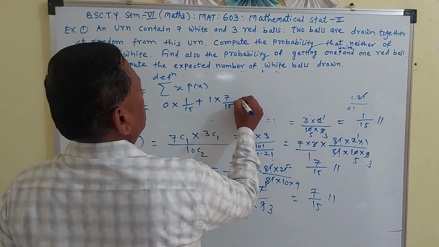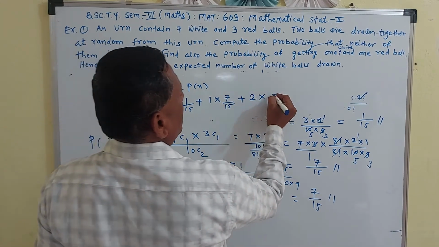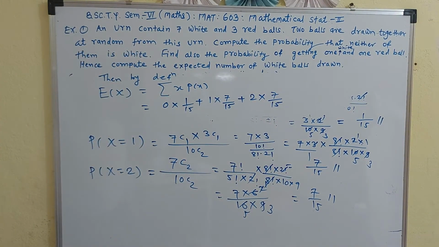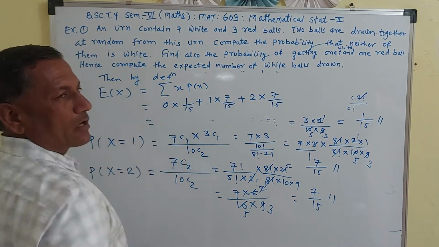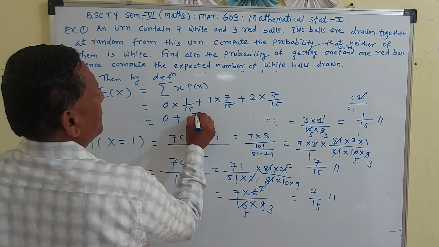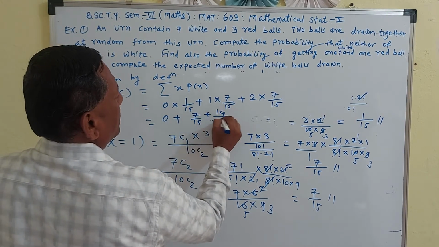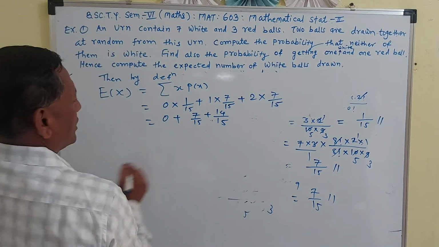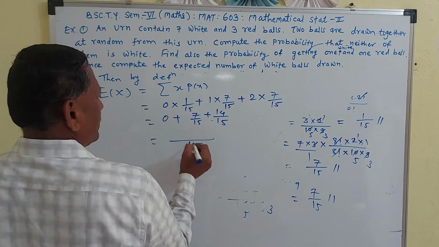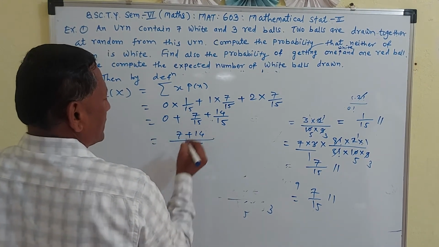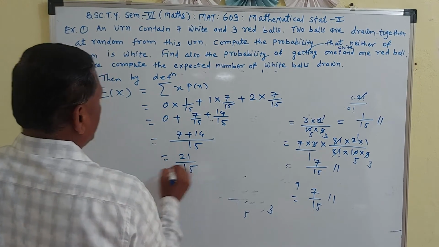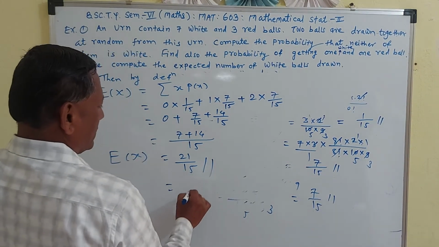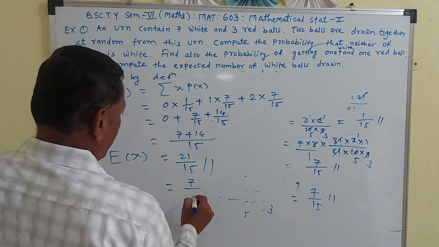And then plus 2 into 7 upon 15. So it is equal to 0 into 1 upon 15, which is 0, plus 7 upon 15 plus 14 upon 15. Here the denominator is the same, 15, and 7 plus 14 is equal to 21 upon 15. Therefore, the required expectation E of X is equal to 21 upon 15, or you can write 7 upon 5.